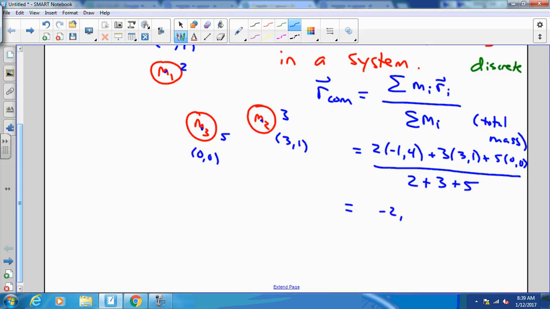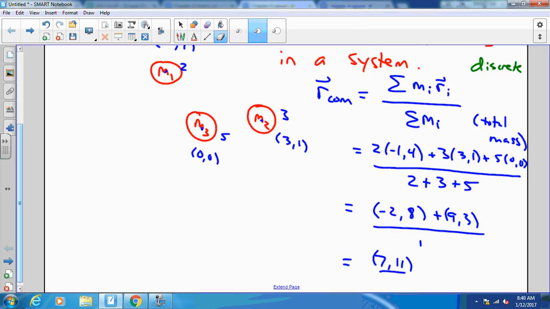And when we do, we get a vector quantity in the top, -2, 8, plus 9, 3, over 10, which is going to be 7, 11.